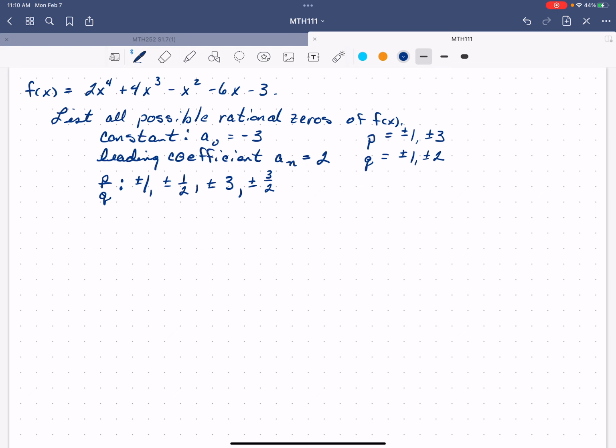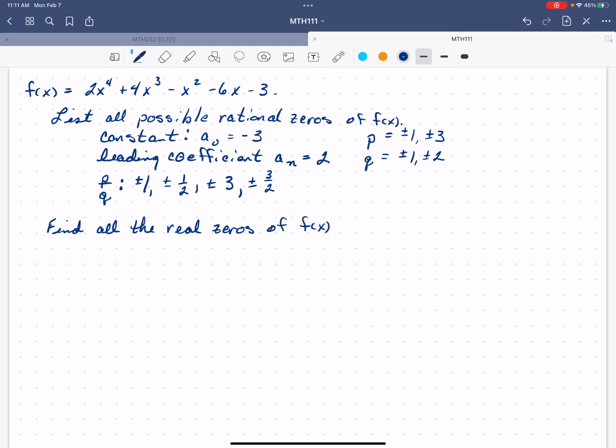Now I want to find all the real zeros of this function. We'll start with that. So I've got a list of possible rational zeros. Let's start testing them. So here's what I'm going to do.